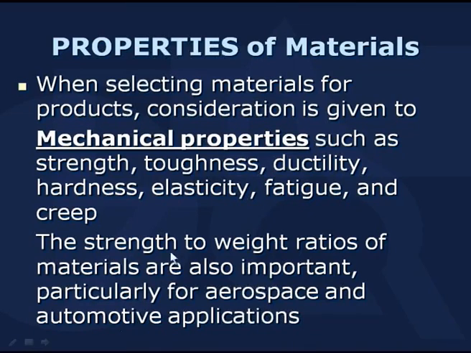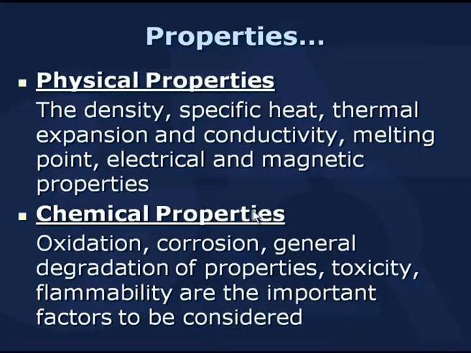You can see again, just from the revision point of view, the mechanical properties that have to be taken care of. These are the strength, toughness, ductility, hardness, elasticity, fatigue and creep. As I have already mentioned, there are other properties also which can be taken into account under the broad umbrella of mechanical properties. Now, coming on to the next, the physical properties. The physical properties are like the density, specific heat, thermal expansion and conductivity, melting point, electrical and magnetic properties. These are the physical properties that have to be taken into account while selecting a particular material.